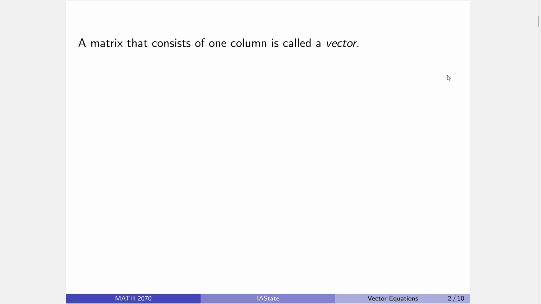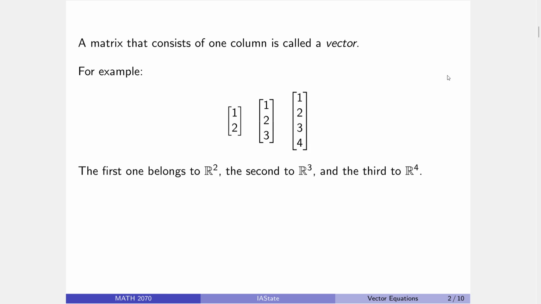Okay, so let's talk about a special kind of matrix, a matrix consisting of one column. We'll call that a vector. So, for example, (1, 2), (1, 2, 3), (1, 2, 3, 4). Let's talk a little notation here. This vector has two entries, and the entries are real numbers. In particular, these are actually integers, but those are real numbers. And so this one we'll say lives in R2, because there's two of them, and they're real numbers. R3 and R4.